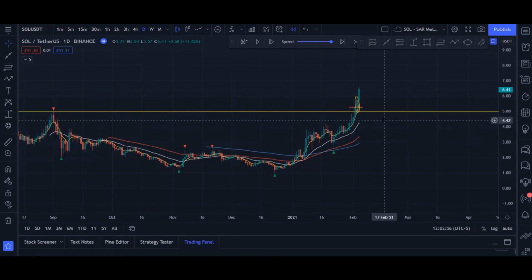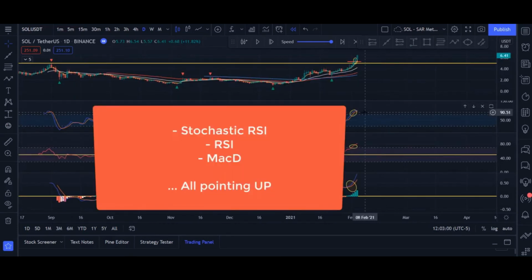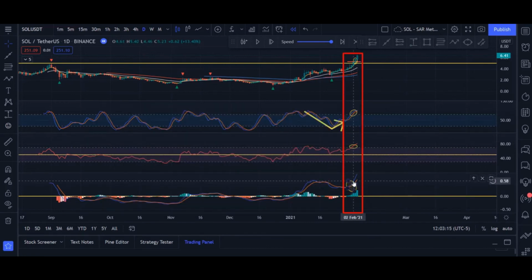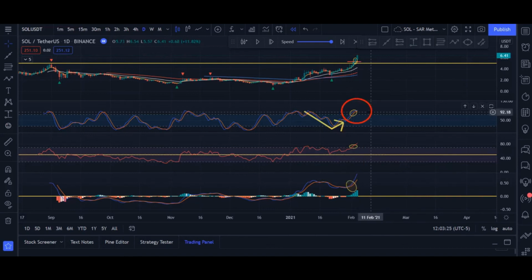Let me show you what I mean by this. Now, you'll notice that my stochastic RSI, my RSI, and my MACD are all pointing up as a sign of bullishness at the same time. So if I align on February 2nd, everything is aligned and bullish. And here in the stochastic RSI, you'll notice that we are in the overbought. Normally, we would say, if it's overbought, people are going to start selling. But because I'm working with confluence, I'm also going to look at the RSI and the MACD.